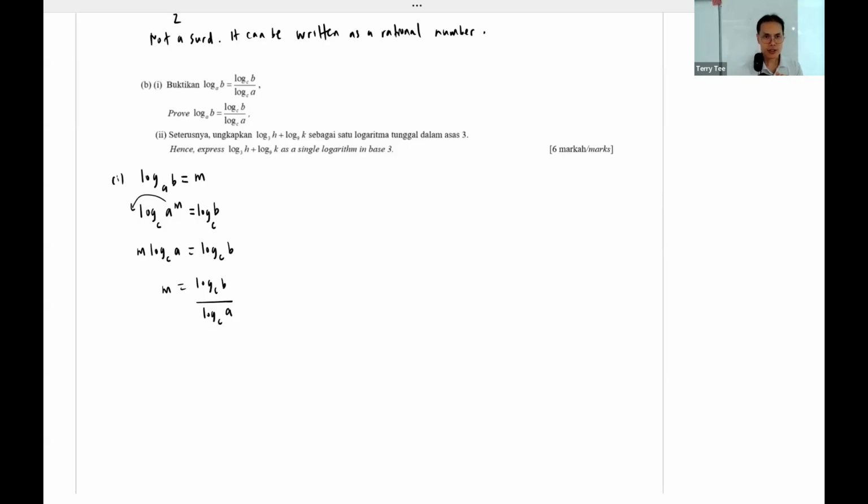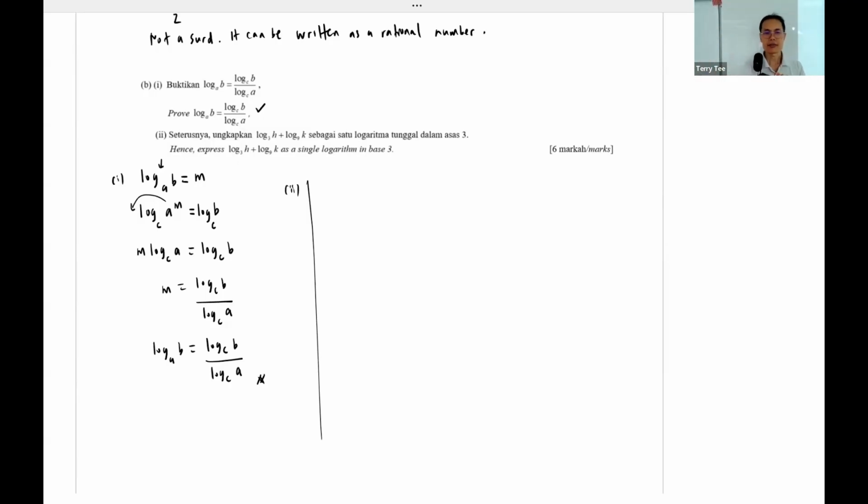Now, your m originally is log base a of b. We write log base c here, divide by log base c here, b stays on top, a stays down. Guys, I've proven this already. It's not difficult, just that you need to remember how to start and the steps involved.